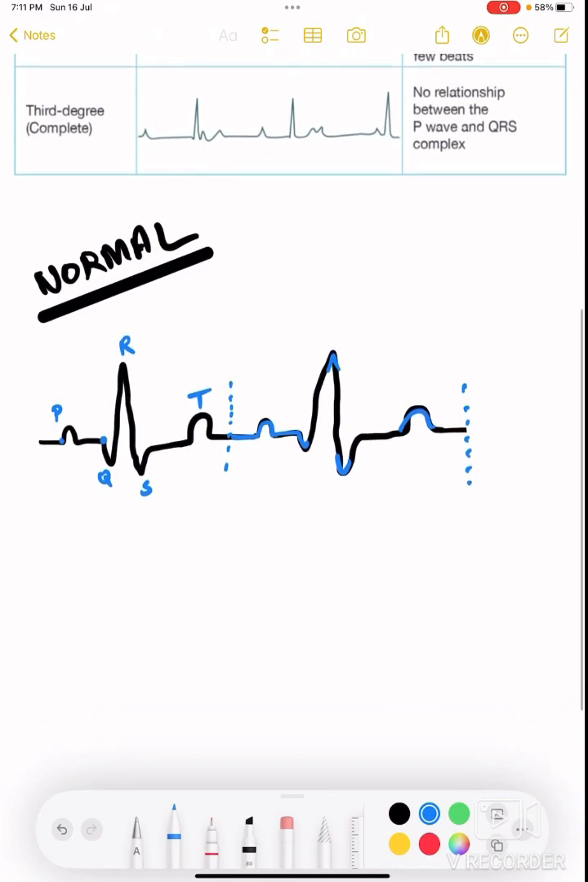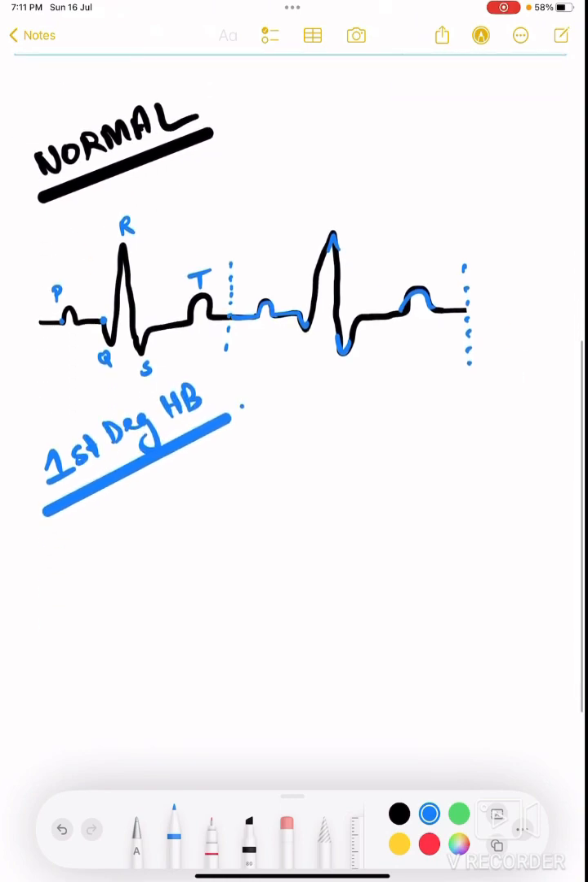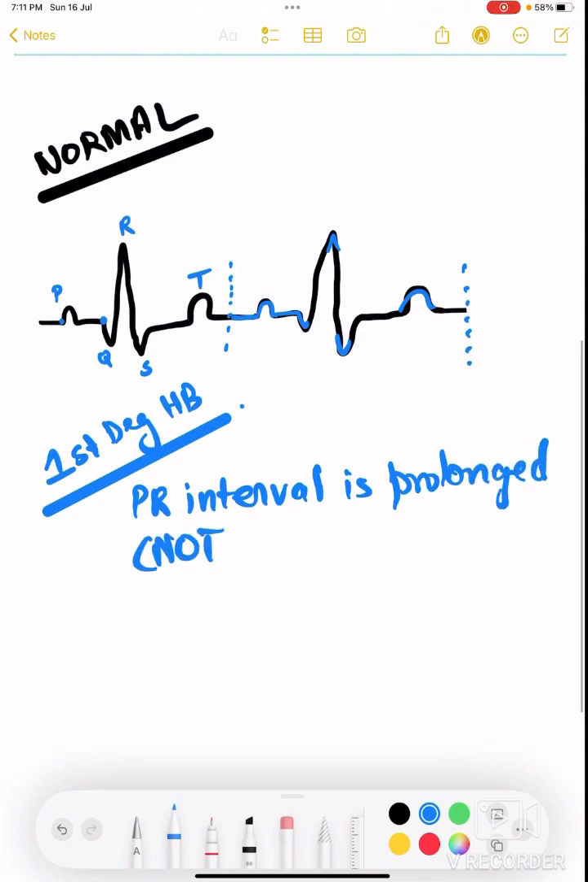So what happens in first degree heart block? In first degree heart block, you have to remember that the PR interval is prolonged and it is not progressive. What does it mean? It means that the PR interval is a bit longer than the PR interval of a normal human being, but it is not lengthening as the next heartbeat proceeds, right?